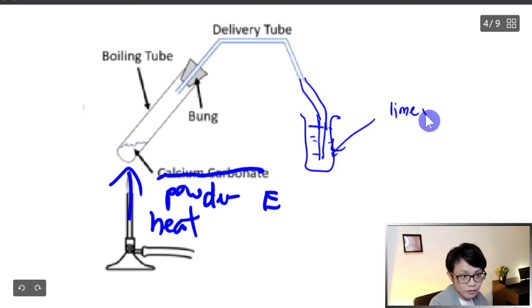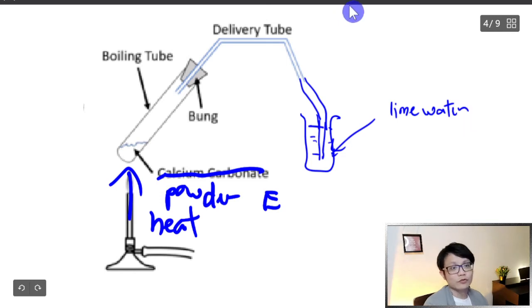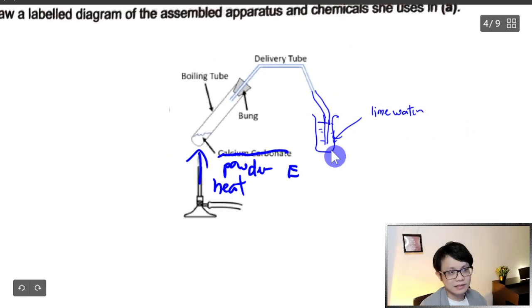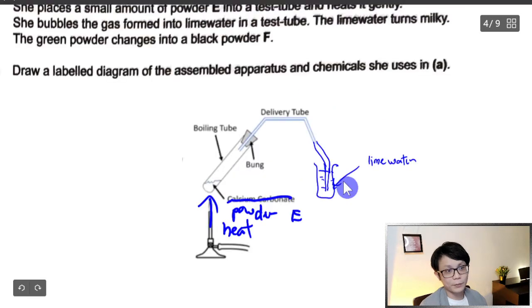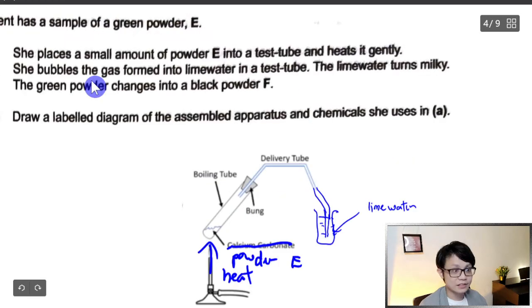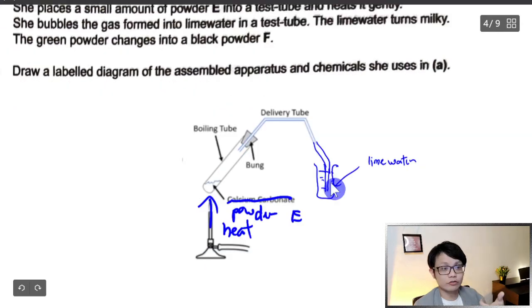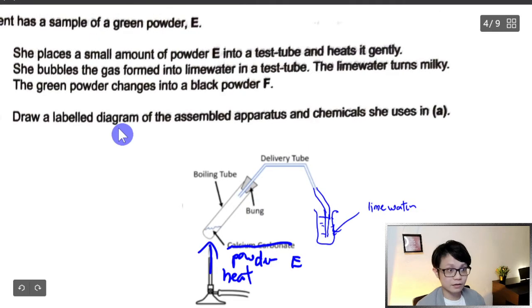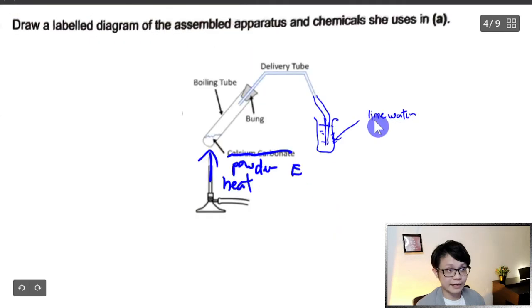Lime water. Up to you, because the question didn't mention to collect, because the picture I showed is actually collecting the volume of the gas. The lime water turns milky because she bubbled into the lime water. So I just draw. She bubbled into the lime water, and that should be it. Label and draw the diagram. So I just label it, and it should be correct.